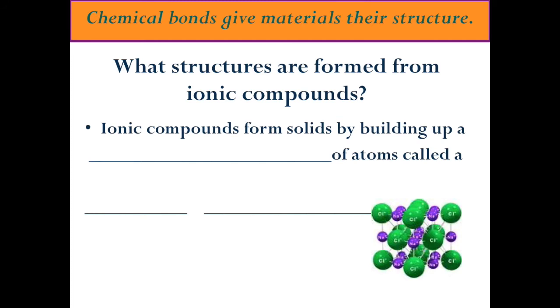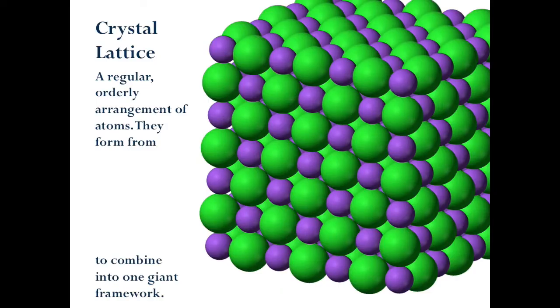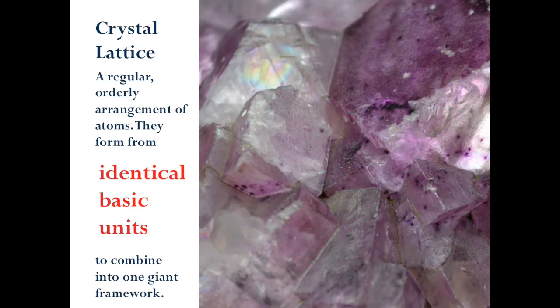Chemical bonds give materials their structure, and the structures formed from ionic compounds are crystal lattices. They're built of a repeating pattern of atoms. So you can see here in a sodium chloride crystal a very definite repeating pattern in this crystal lattice. Here's a better view of it. A crystal lattice is a regular, orderly arrangement of atoms, and they form from identical basic units that combine into one giant framework. And it can end up creating very beautiful crystal structures.